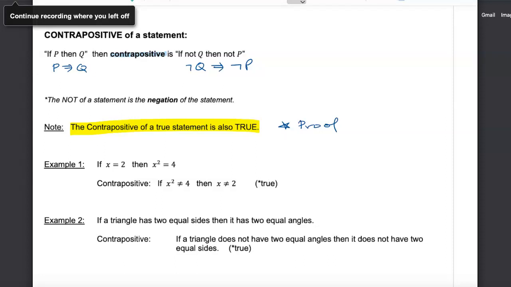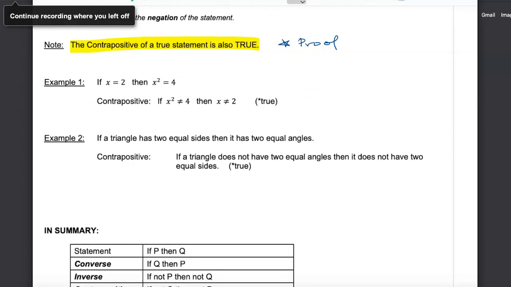So let's go back to our example. If x equals 2, then x squared equals 4. We know that this is a true statement. So the contrapositive is going to be turning that around. There's our P and our Q. So now we're going to say if x squared does not equal 4, so not Q, then this implies that x does not equal 2. There's our not P. And in fact, this is true. If x squared is not equal to 4, then x cannot be equal to 2. So we definitely know that the contrapositive statement is also true.